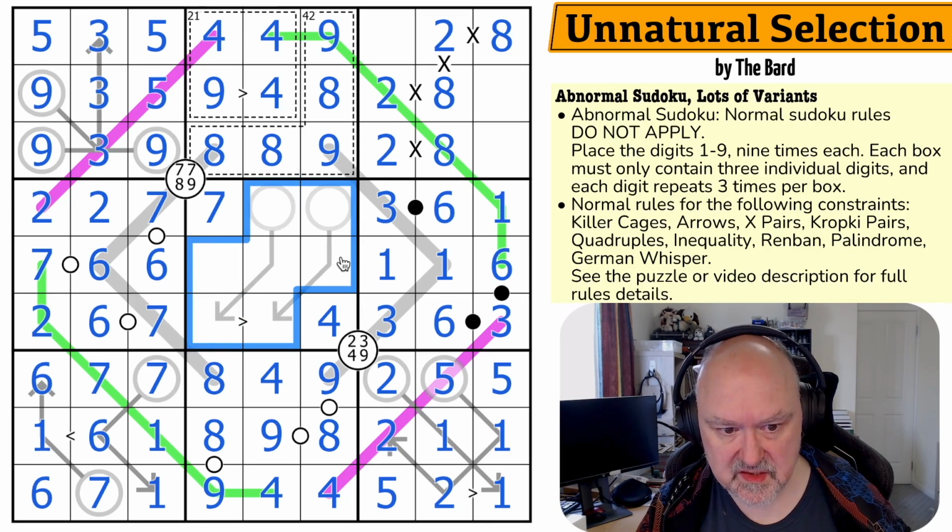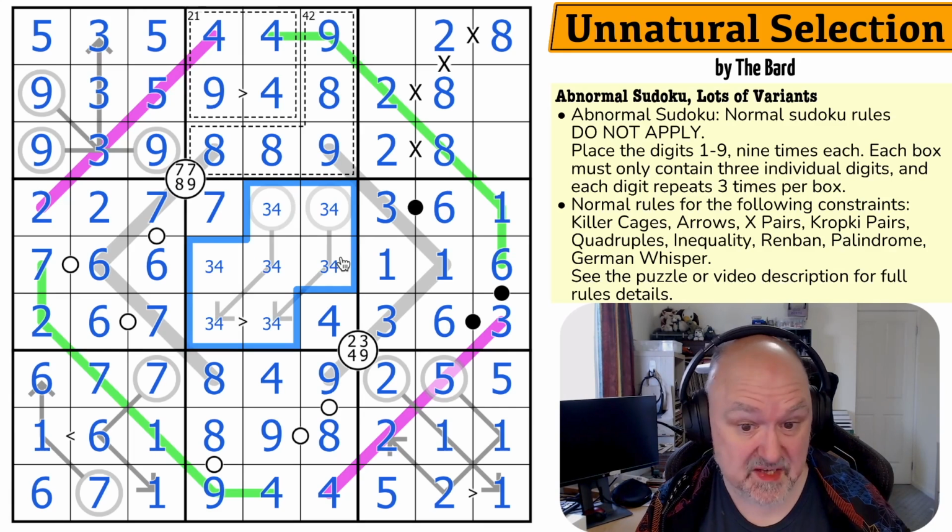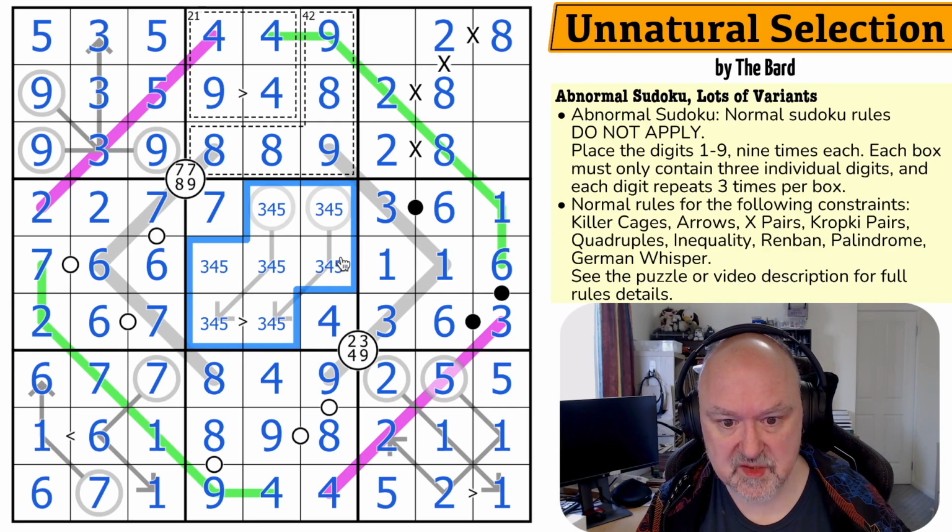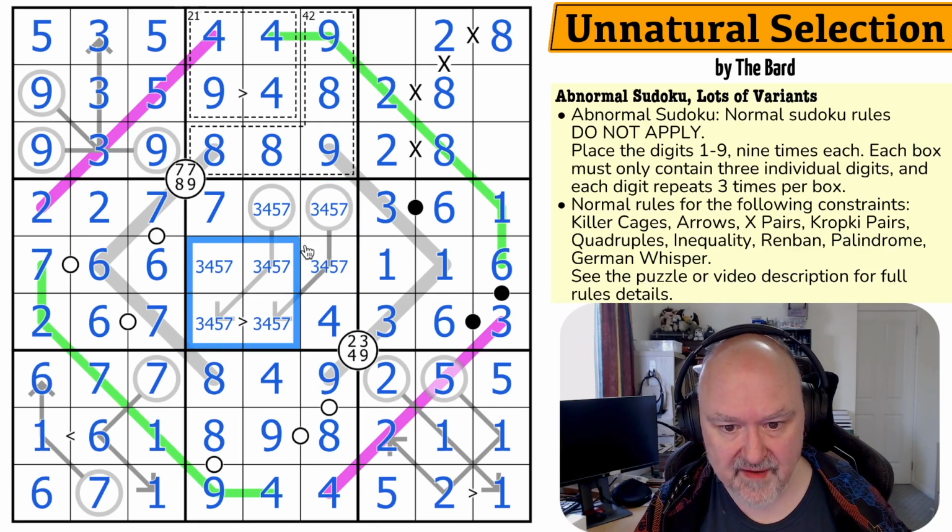I can't use 1s. I've got all 3 boxes with 1s. I've got all 3 boxes with 2s. I don't have boxes with 3s. I have 2 boxes with 4s. There must be a 4 in here, in fact. I've got 2 boxes with 5s. I've got 3 boxes with 6s. There must be 7s in here. So these are only from 3, 4, 5, 7.